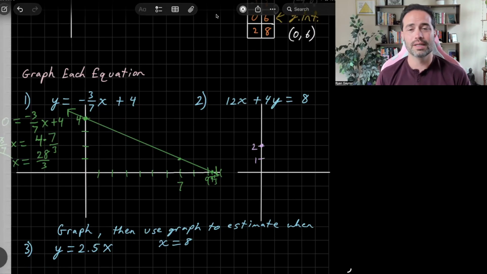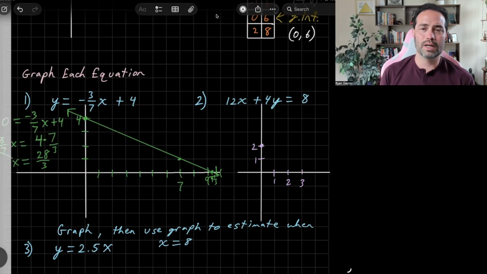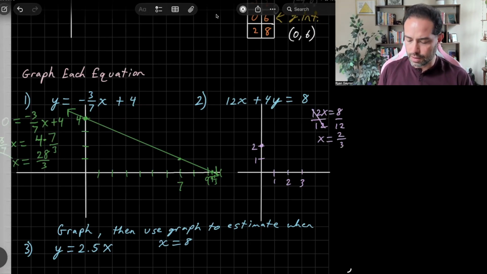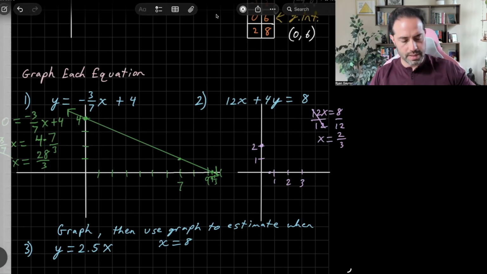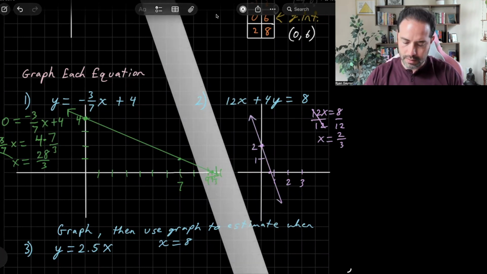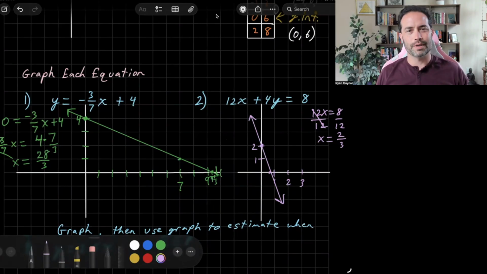Now I can plug in 0 for y. So if I plug in 0 for y, then it's going to say 4 times 0, and that would be 0. And then it'll say 12x equals 8, right? So let's write that down. 12x equals 8. So I can divide by 12 on both sides, and that will equal x equals 8/12, but if I reduce that, then that would be 2/3. So we know that we're going to cross at 2/3, right? Because if I divide 8 by 4, I would get 2, and if I divide 12 by 4, I would get 3. So 2/3 is approximately right here. And so now I can just connect these up, and there's my graph. There's my graph.